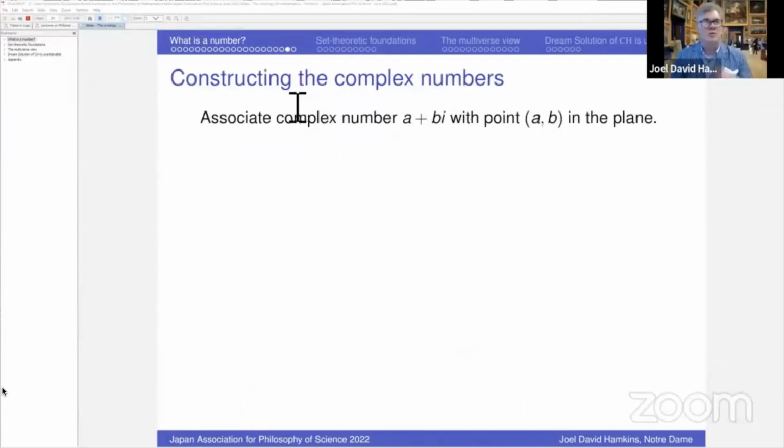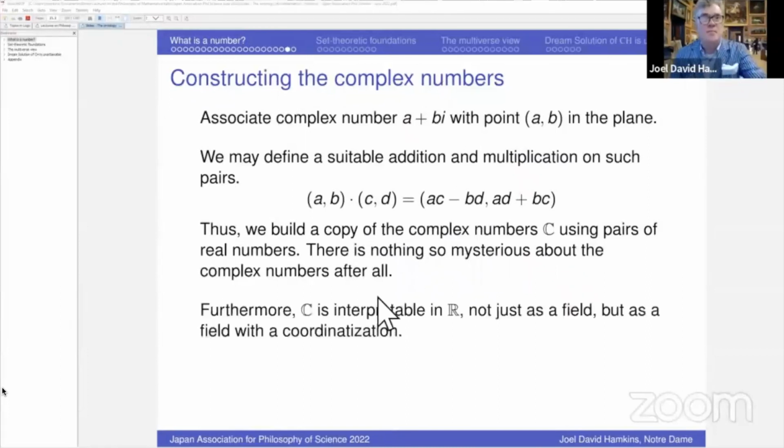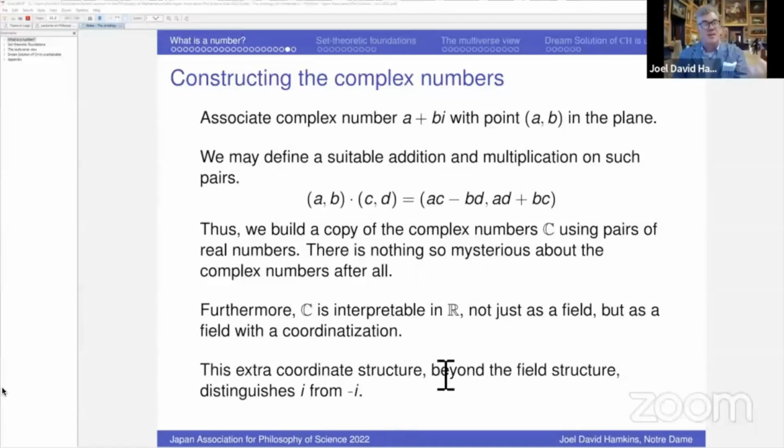So, of course, we don't just talk about the field structure when we're talking about the complex numbers, because we often think of the complex numbers as the complex plane, which includes the coordinate structure. So we think about the number a plus bi as a point in the complex plane. And in fact, if we just think about those points in the plane, we can define how to multiply them and how to add them in a way that makes a copy of the complex numbers. And that's one way of seeing that there's nothing so mysterious about the complex numbers after all. But furthermore, the complex plane is interpretable in the real field, not just as a field, but as a field with that extra coordinate structure. And that coordinate structure distinguishes i from minus i. And so the structural roles that i and minus i play in the complex plane are different, even though the structural roles that they play in the complex field are the same.